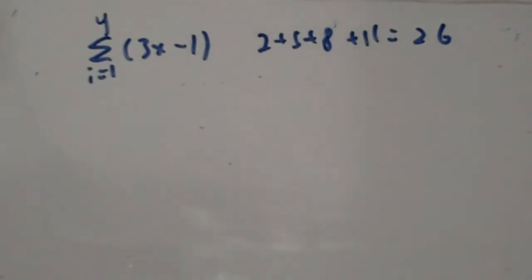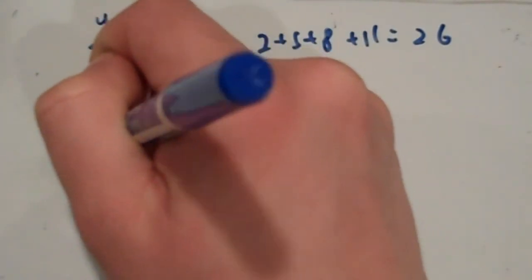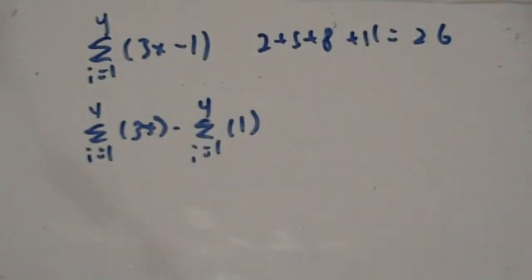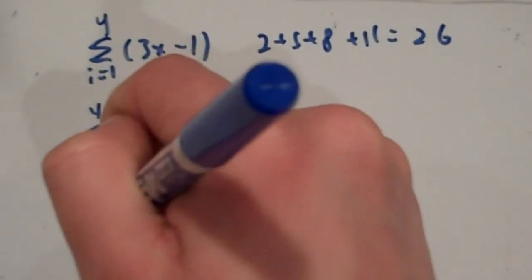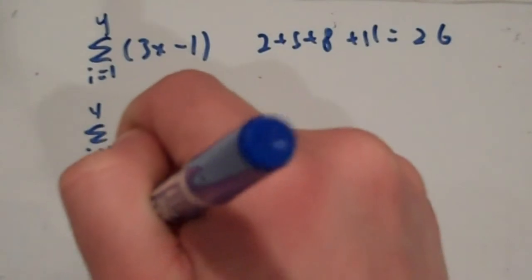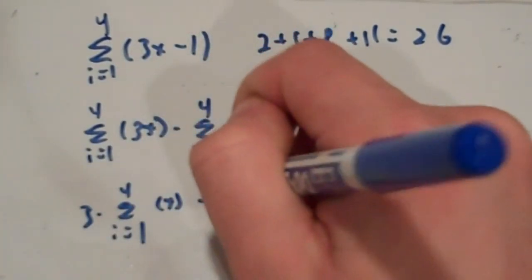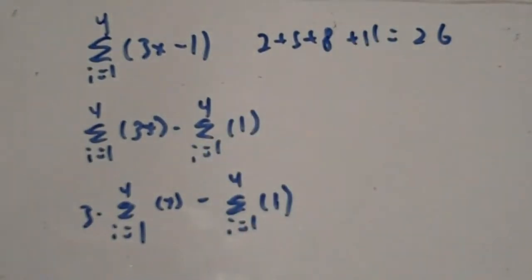Now, the summation formula way. The first step we need to do is split apart the 3x and the 1 using that summation formula property we learned earlier. And then next we need to take the coefficient out front from the 3x, so we just have 3 times the sum from 1 to 4 of x minus the sum from 1 to 4 of 1.